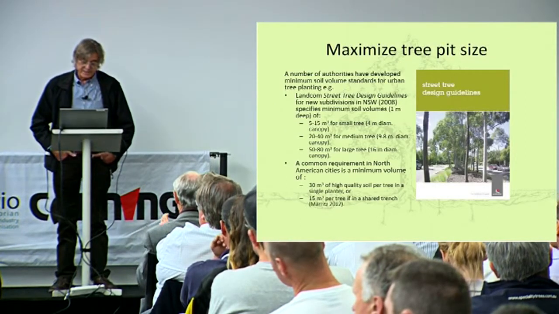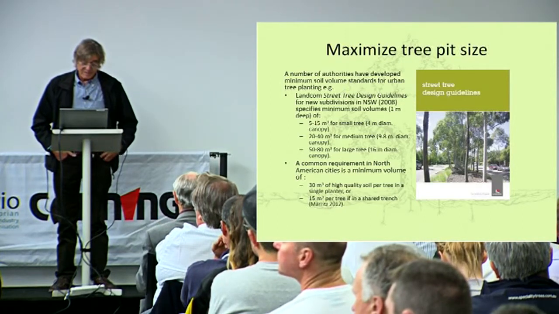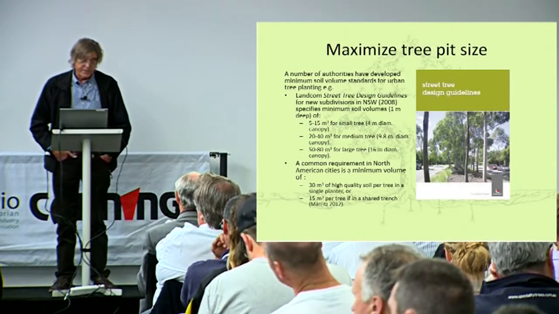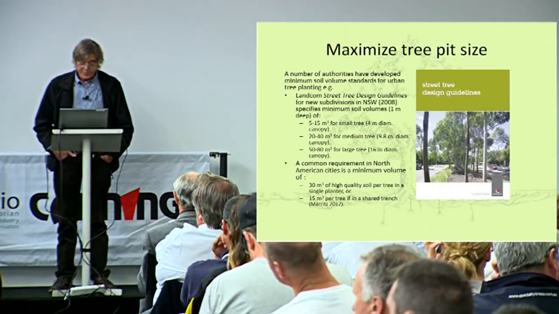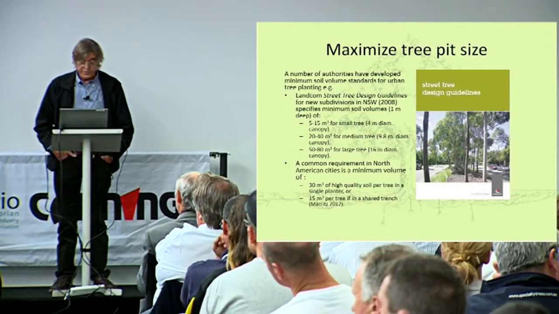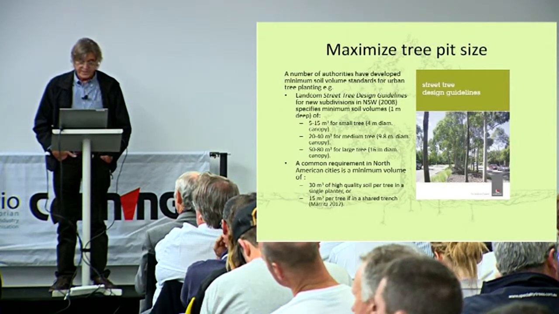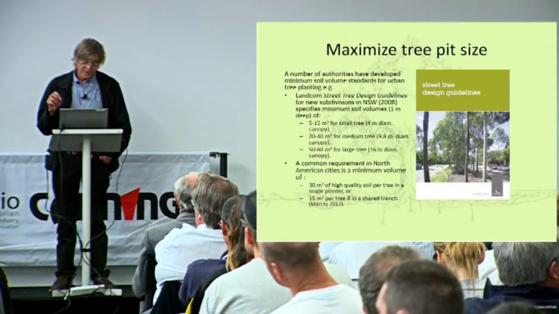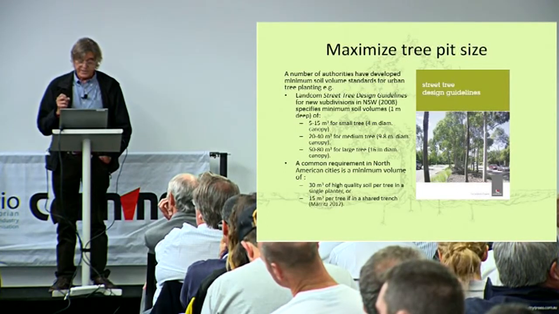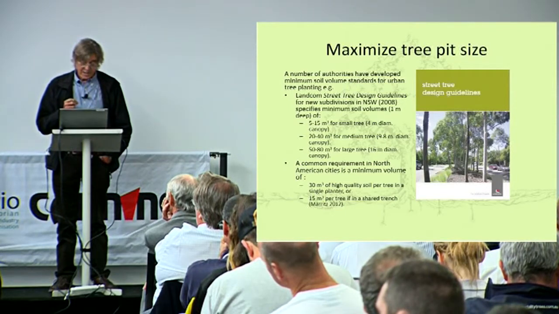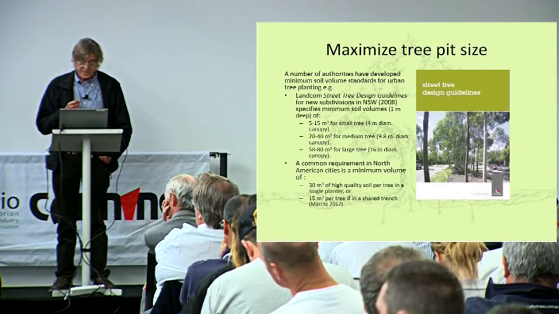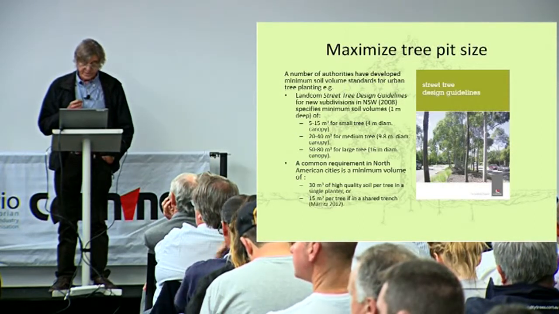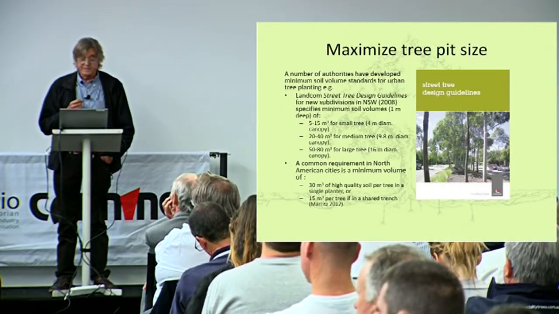Maximising tree pit size. A number of authorities have developed minimum soil volume standards for urban tree planting. A particularly useful one is the Landcom Street Tree Design Guidelines for New Subdivisions in New South Wales. That specifies required soil volumes for small trees, medium trees and large trees. And apparently a common requirement in a lot of North American cities is a minimum volume of 30 cubic metres of soil per tree in a single planter or 15 cubic metres in a shared trench.